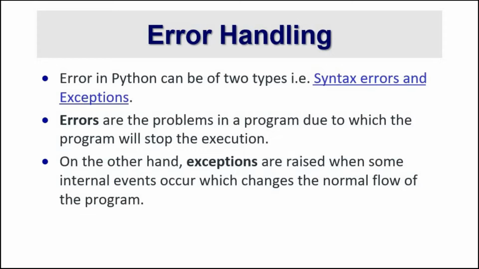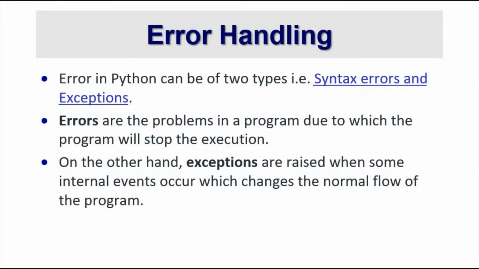So errors in Python can be of two types, the syntax error and the exceptions. Errors are the problems in a program due to which the program will stop execution. On the other hand, exceptions are raised when some internal events occur which change the normal flow of the program. So this is the basic difference between the error and exception. Error will simply stop the execution of the program, and exception will simply change the normal flow of the program.